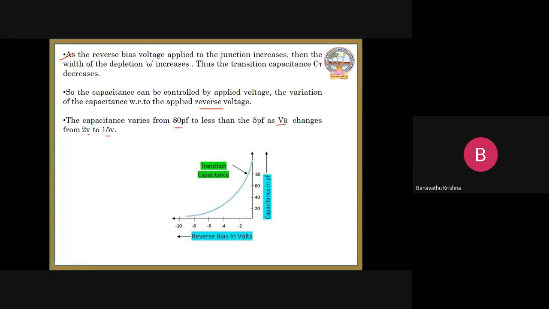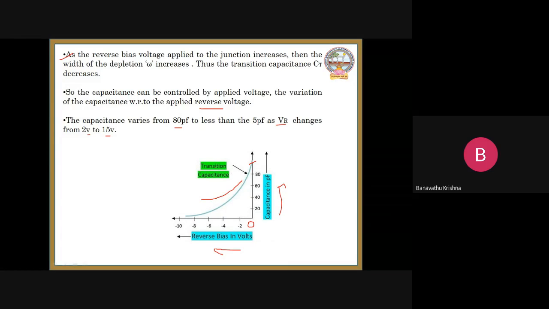So let us see this diagram from the graphical point of view. The capacitance is taken on the y-axis in picofarads, and the voltage is taken as the reverse bias voltage on the x-axis. Let us observe the diagram. Initially we are applying an input of 0 volts, then the maximum capacitance occurs across the junction. This curve is nothing but the transition capacitance curve.